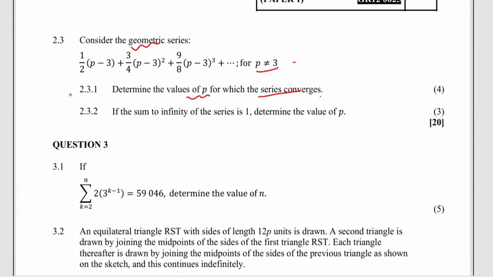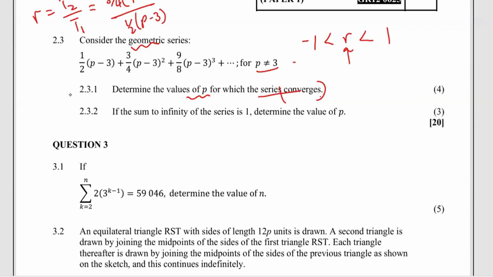So for convergence to take place, one thing we need to remember is that -1 is less than r is less than +1. We need the common ratio. For us to get the common ratio, it will be T2 over T1. So when I do my magic to find T2 over T1, it will be 3 over 4, p minus 3 squared over a half into p minus 3. So p minus 3 cancels, and I'm going to be left with just 3 over 2 into p minus 3. I'm going to leave it as my r.